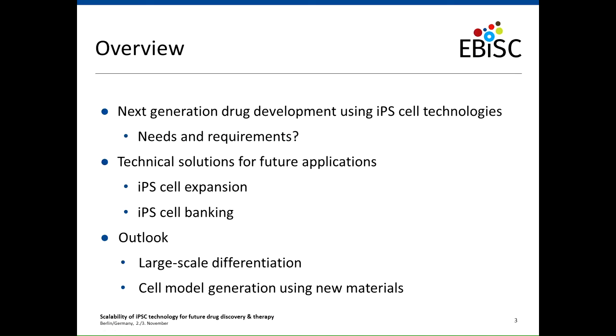First of all, I would like to give you a short overview. In a first point, I would like to define the needs and requirements, what is necessary for using iPS cell technologies for next generation drug discovery applications. Then I would like to give you some suggestions about technical solutions for future applications, and here I would like to focus mainly on the iPS cell expansion and also on the biobanking. And finally, as outlook, I would like to give you a hint about the topic large-scale differentiation, what is possible here already, and new cell model generation using new and innovative materials.